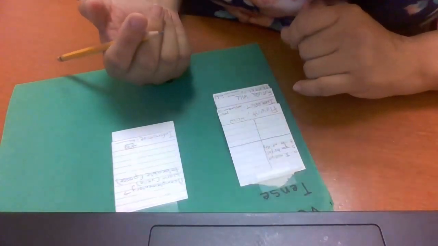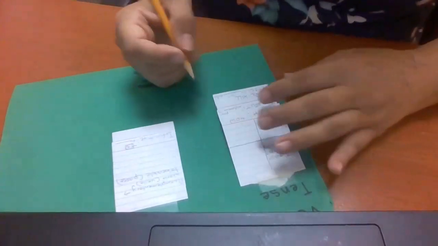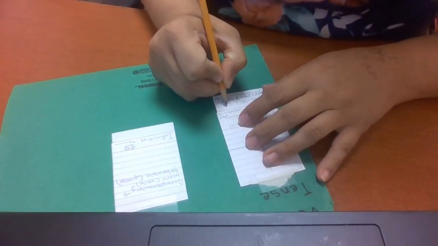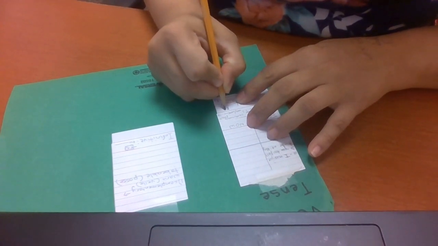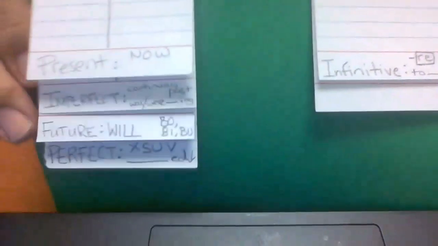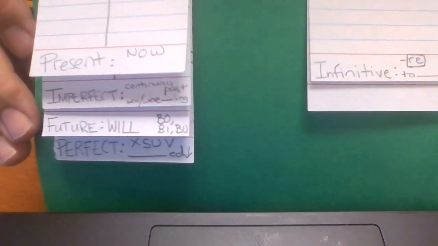I know a lot of people like to use the word shall, which in English is appropriately used with the first and second person, but like just use will. Nobody says shall. Okay, so the key letters that we're going to put here are bo, bi, bu. B-O, B-I, B-U. Just trust me on this, okay?